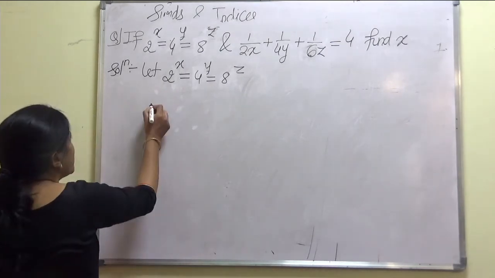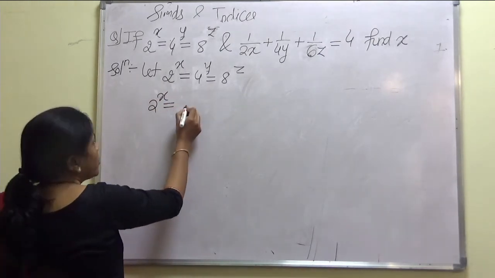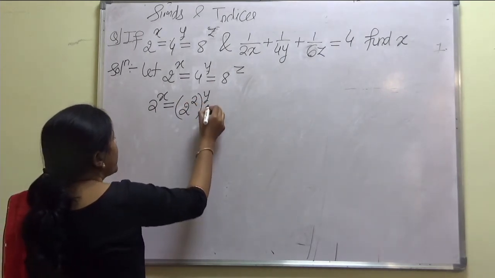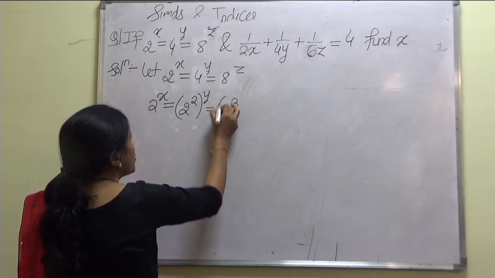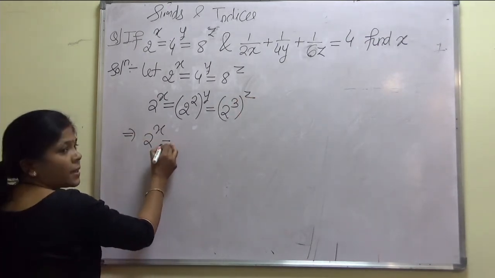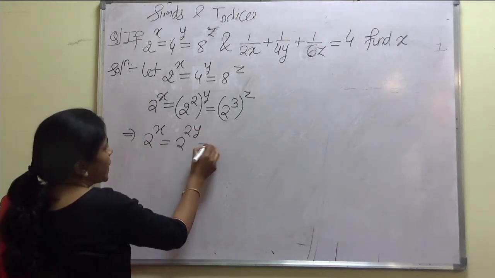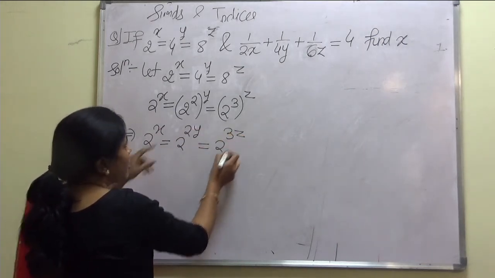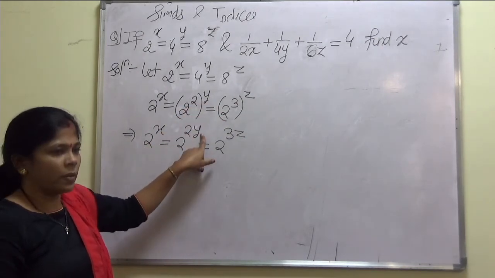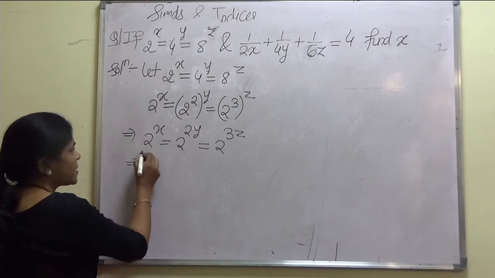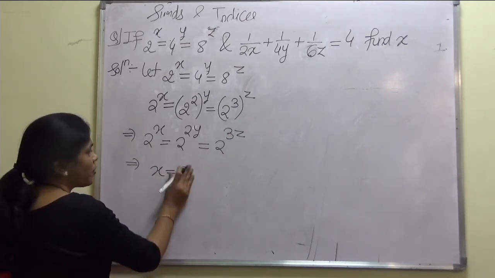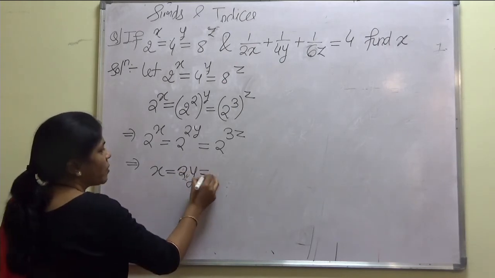So we will write this as 2 raised to x is equal to 2 squared raised to y, equal to 2 cubed raised to z. So this becomes 2 raised to x equal to 2 raised to 2y equal to 2 raised to 3z. Here we are applying the law of indices, a raised to m raised to n is a raised to m into n. Now, as the base is the same, the indices must be equal. So we have x is equal to 2y equal to 3z.